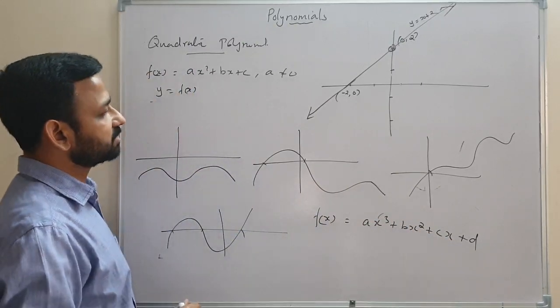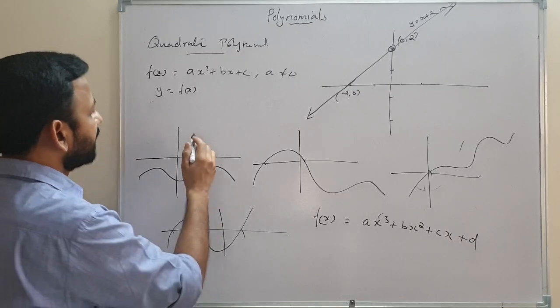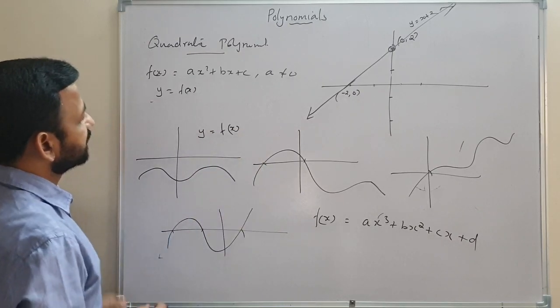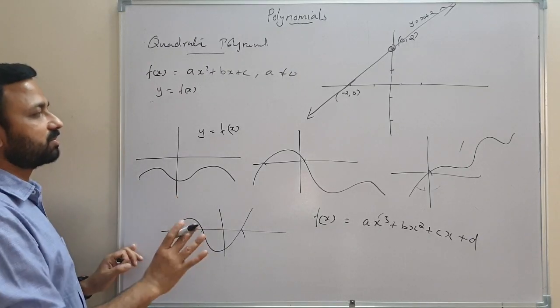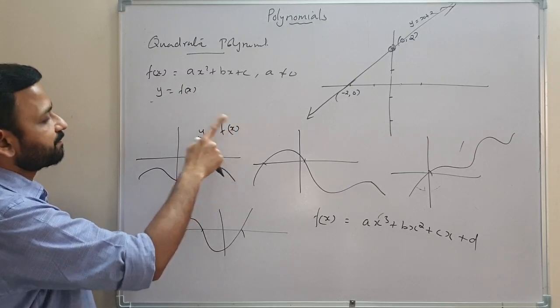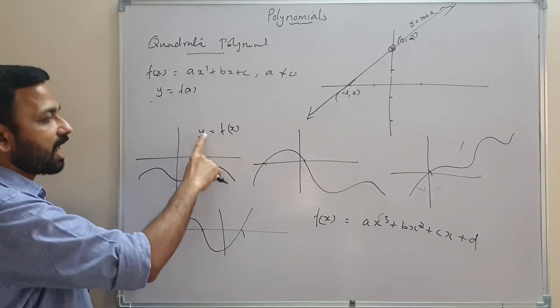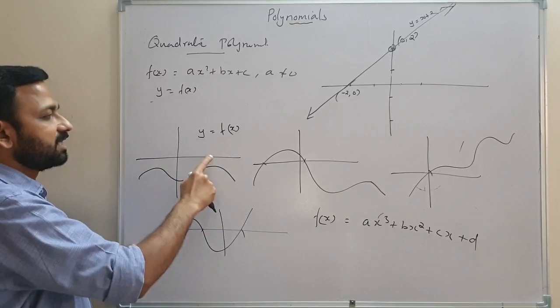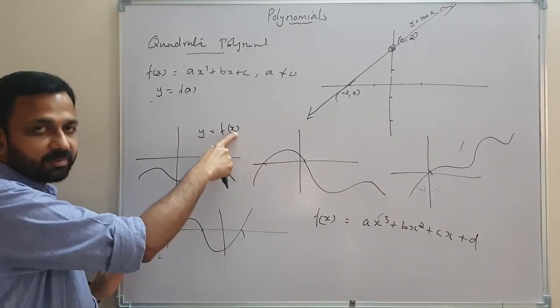And the number of zeros we can easily find if the polynomial is in the form y is equal to f of x. If it is in y is equal to f of x form, then we will find how many times the graph intersects the x-axis, because the variable is x.